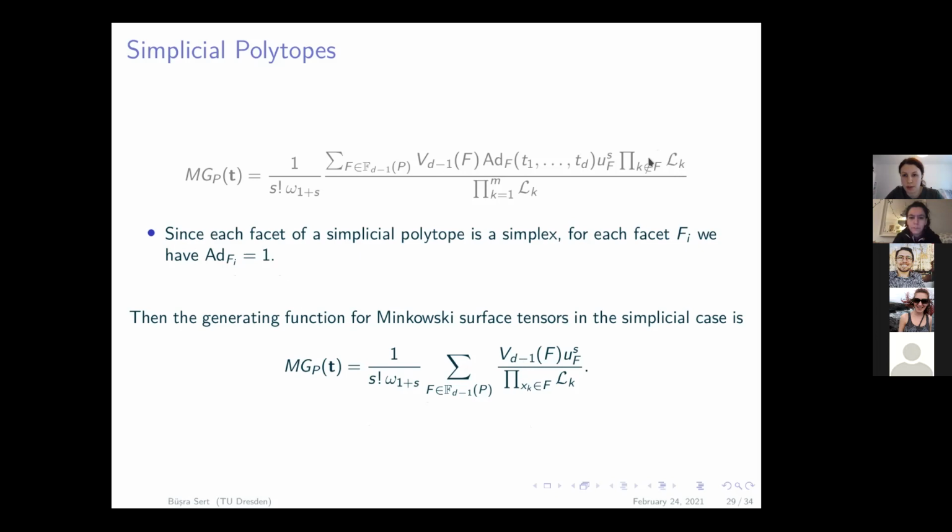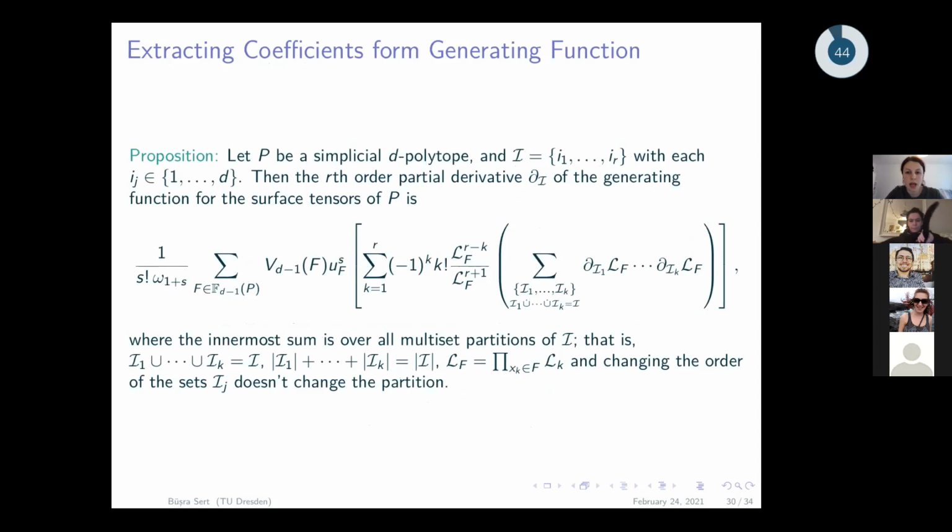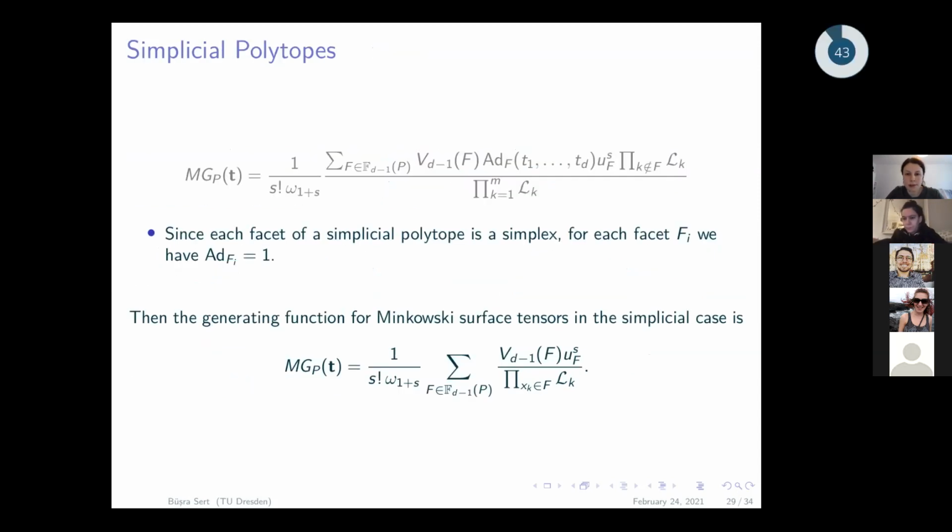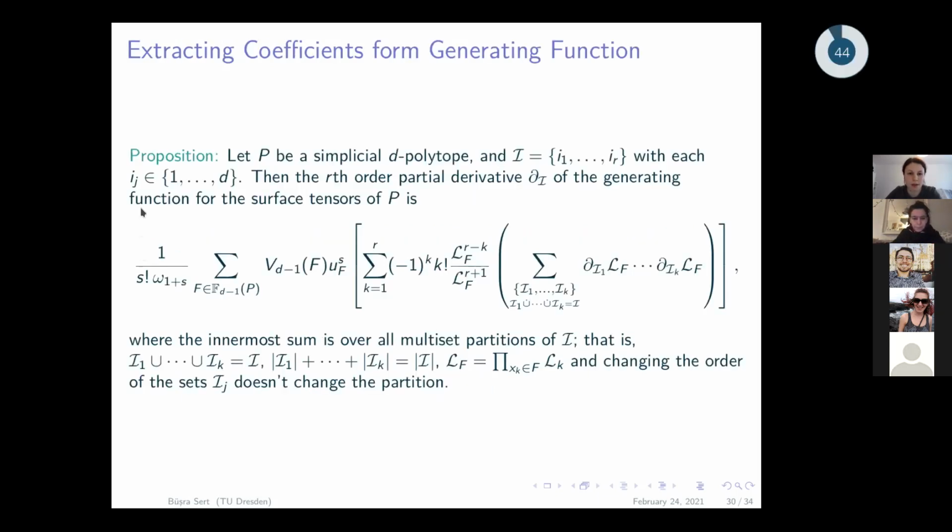So then all those factors will go away, and we will have this nice form. And for computing the derivative of this form, we provide a formula. We consider multiset partitions of this set, and we write the expression as follows. So here, calligraphic LF means that we multiplied linear forms defined by the vertices of this facet.